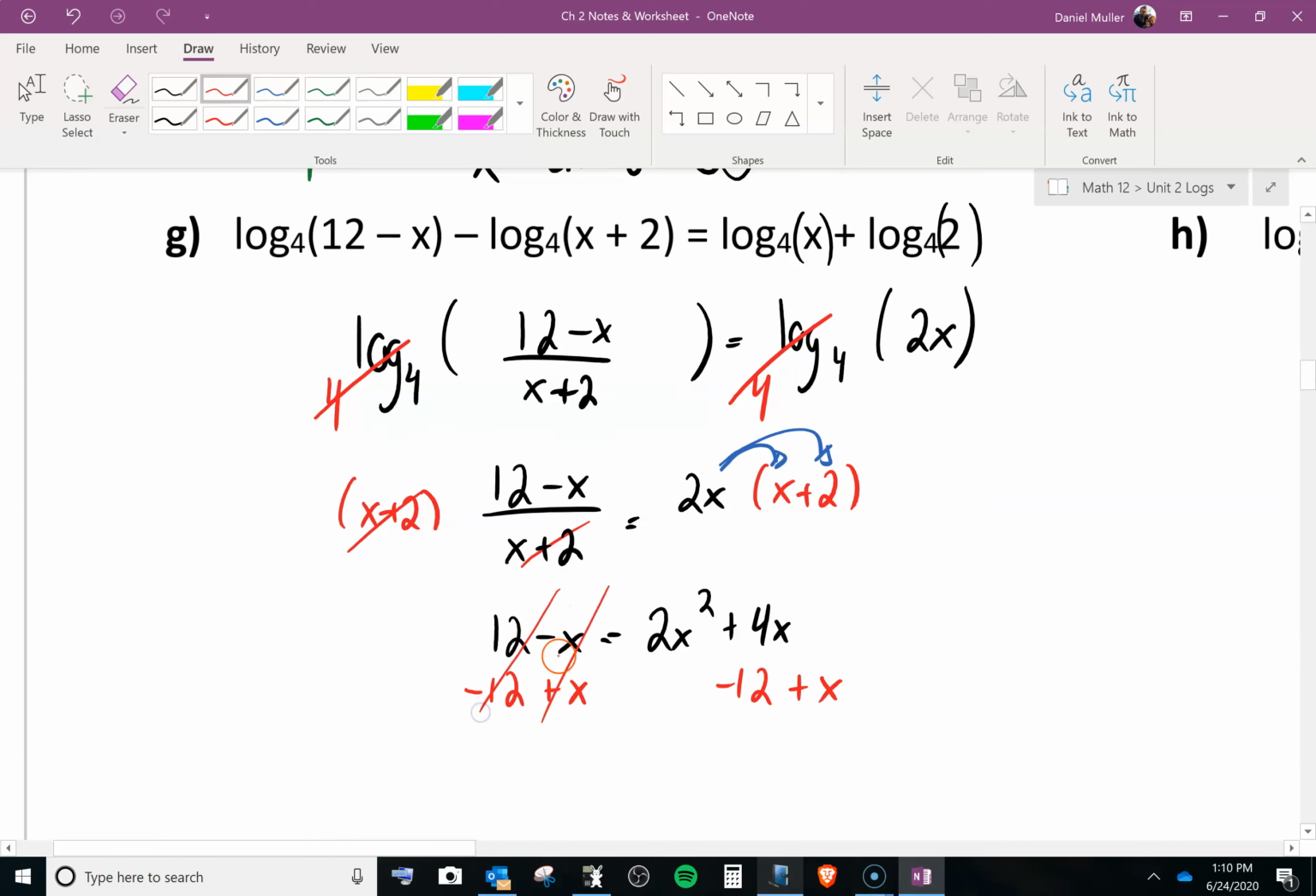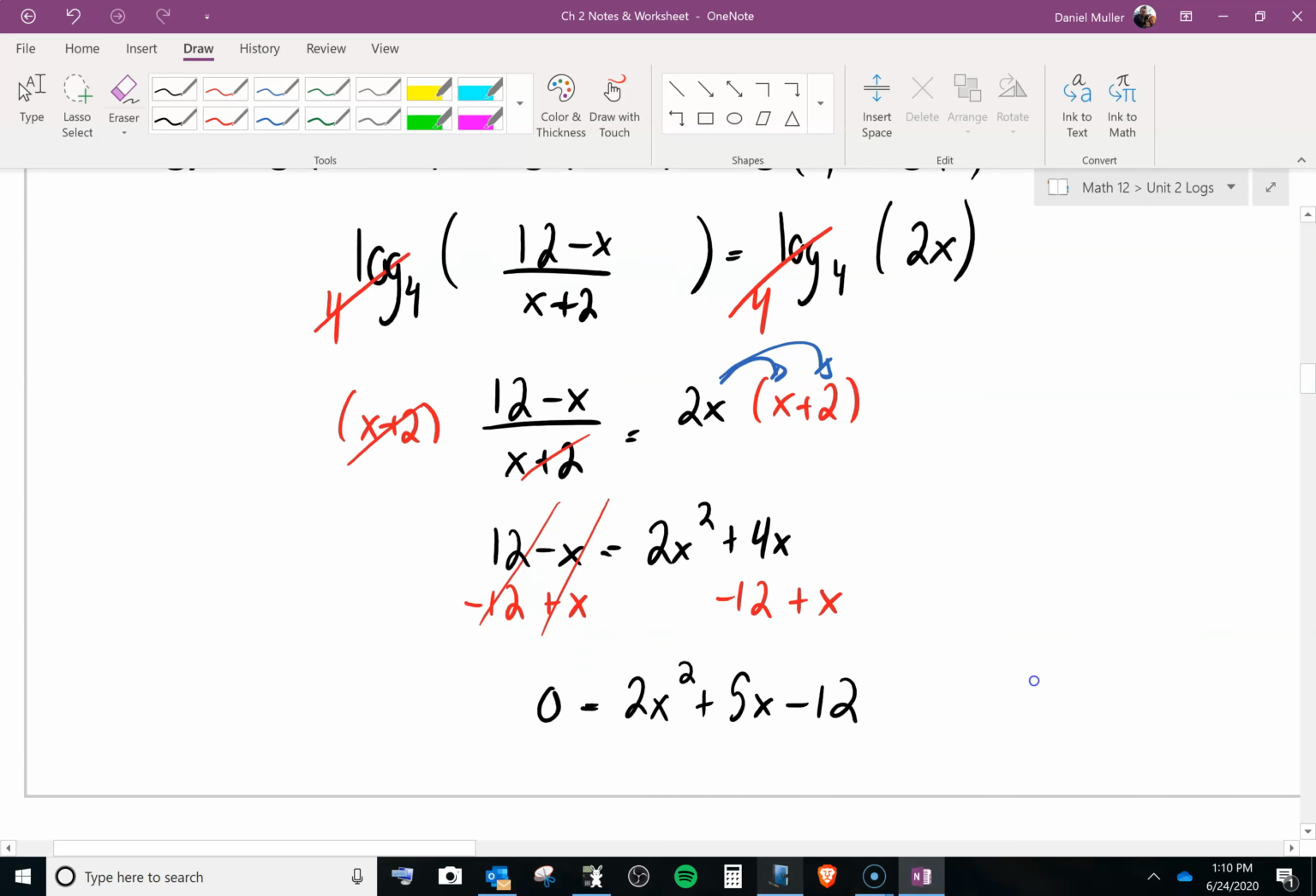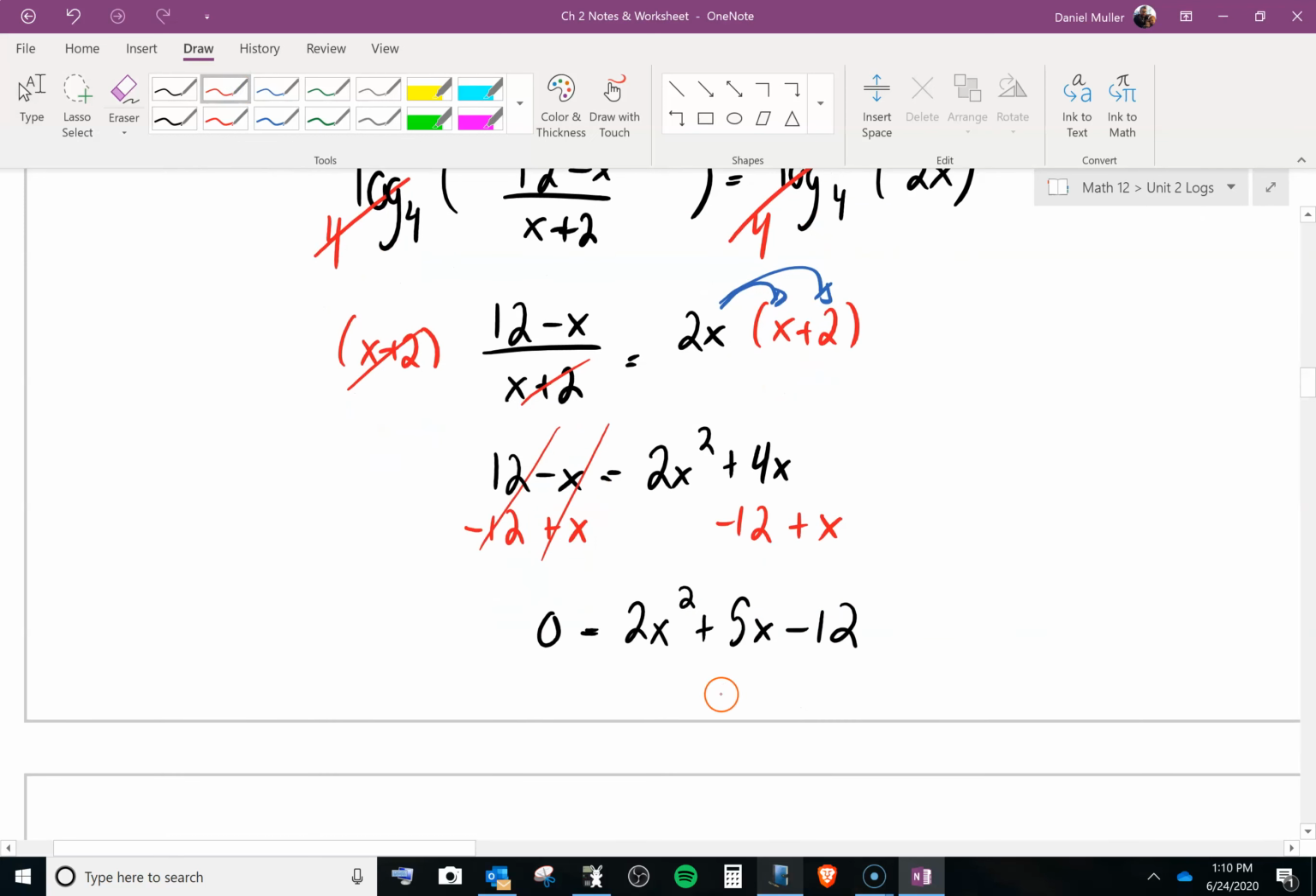So then I'm left with 0 on that side. Now I've got a 2x squared, that's alone, so there's that. How about my x's? So 4x plus another x is 5 of them. And then just a constant, which is 12. So I have to factor this now. So 2x and 1x, hopefully you remember how to factor. I need a 12 here.